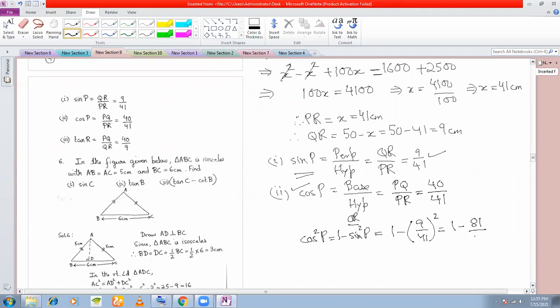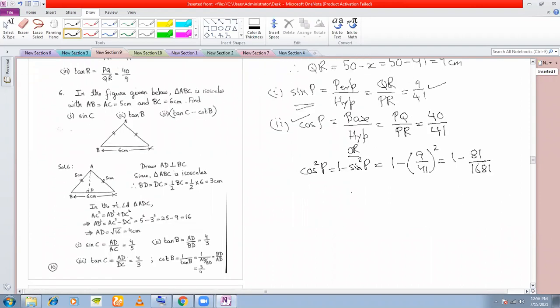So 1 minus 81 by 41 square. How much is 41 square? 1,681. Okay, so this, take the LCM. 1,681 minus 81, which you get as 1600 by 1681.